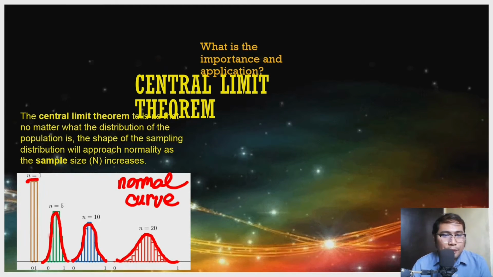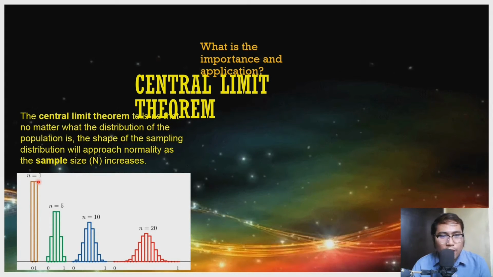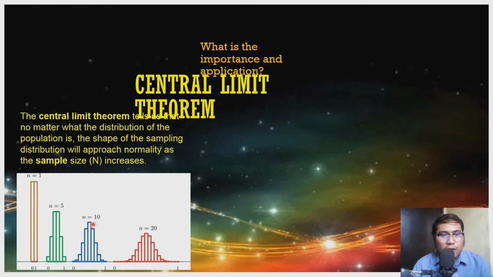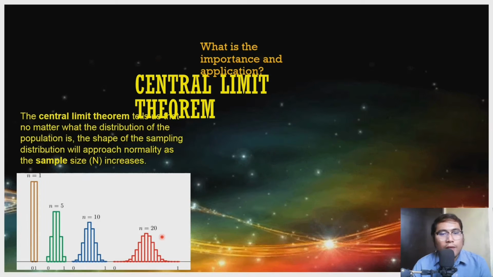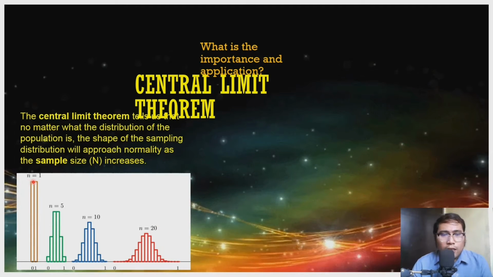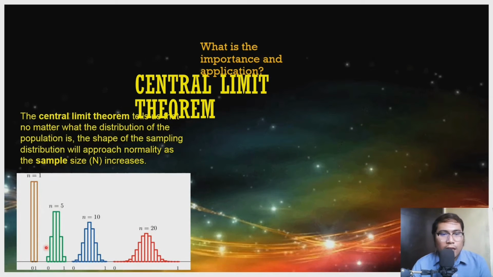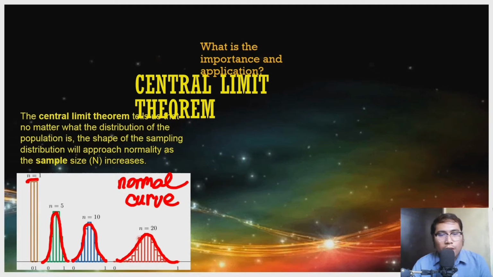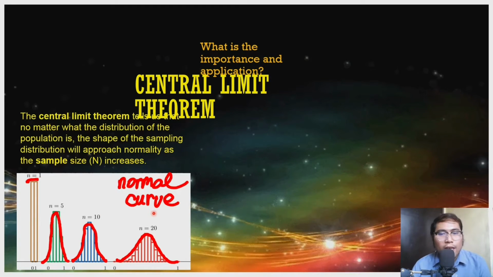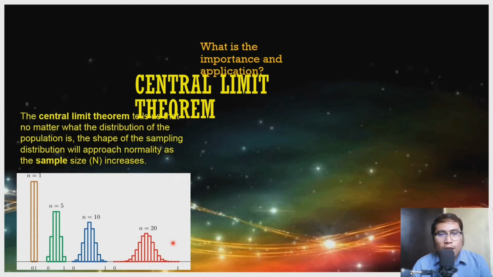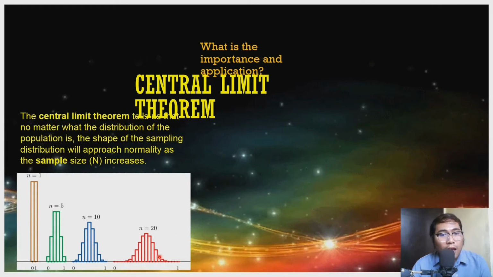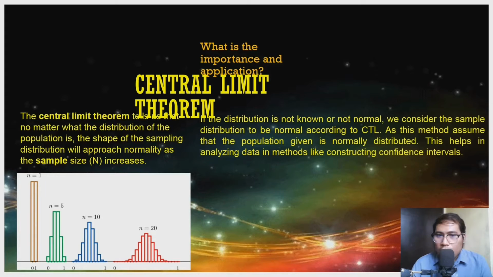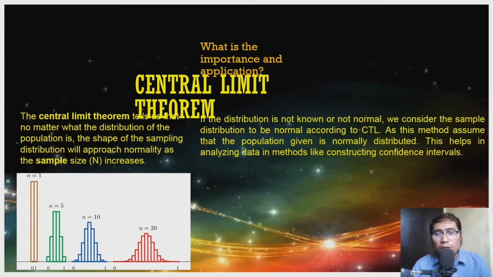the graphs, we have n is equal to 1, which means that the sample size is 1, n is equal to 5, the sample size is 5, n is equal to 10, so the sample size is 10, and we have n is equal to 20. As you get increasing sample size, the graph becomes more normally curved. That is why it is very important that when we increase the sample size, it becomes approximately normal.